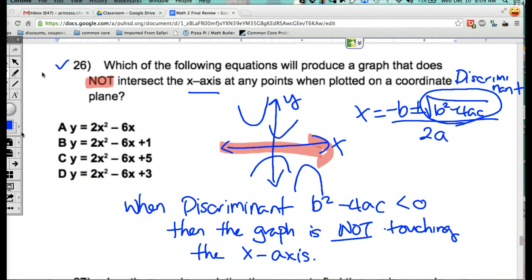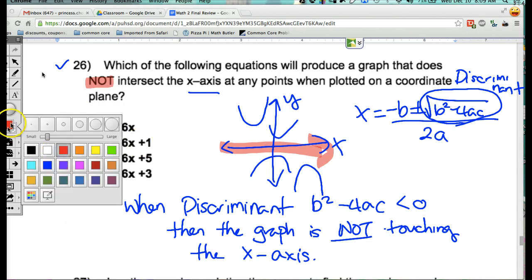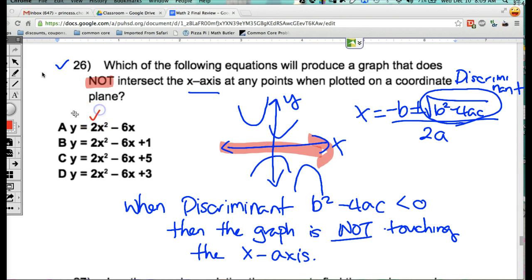So now let's take a look at option A. And I'm going to change my color into red. So we all know that this is A. The 2 is A, right? And then we all know that the B is negative 6. What is my C then? 0. Because if there's nothing, it's like adding 0, right? So my A is 2, my B is negative 6, and C is 0.